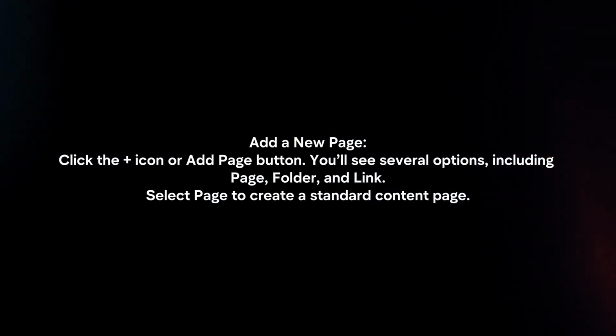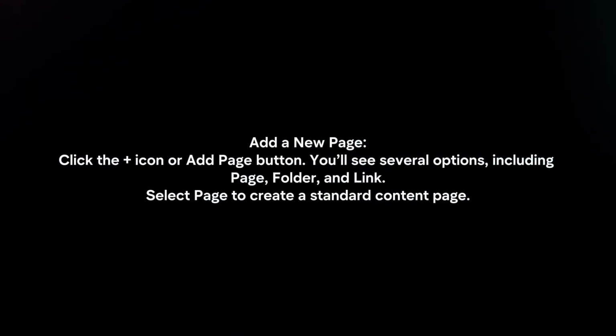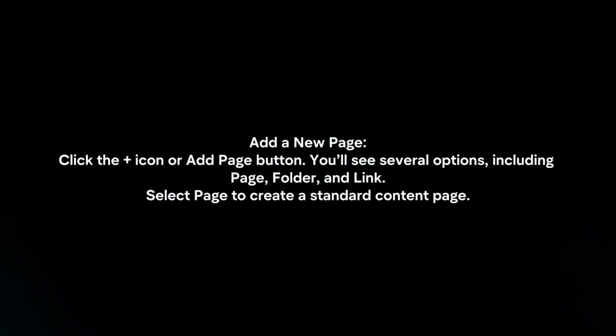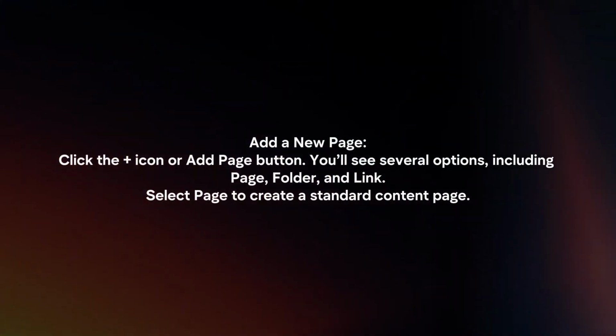Add a new page. Click the plus icon or Add Page button. You will see several options, including page, folder, and link. Select page to create a standard content page.